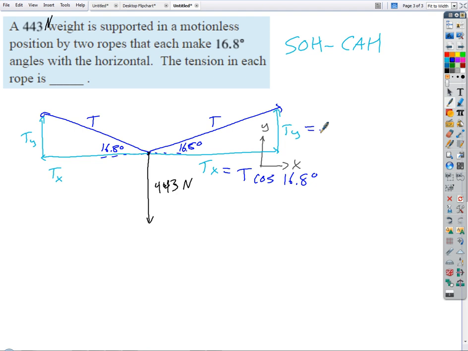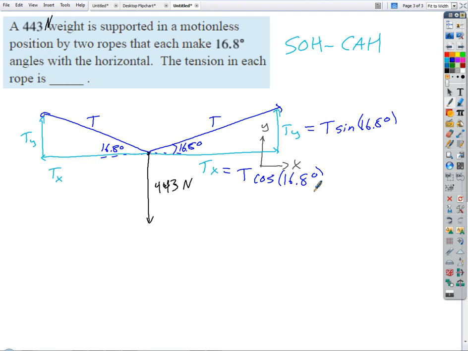Somebody, what's that gonna be? Deshaun? T, this component right here, there's the angle. Sine, yeah, good, because it's the opposite. So T sine 16.8 degrees, right? And these would be the same over here?